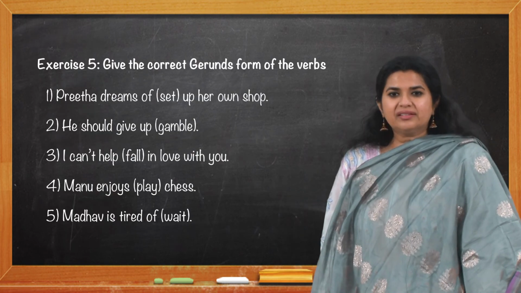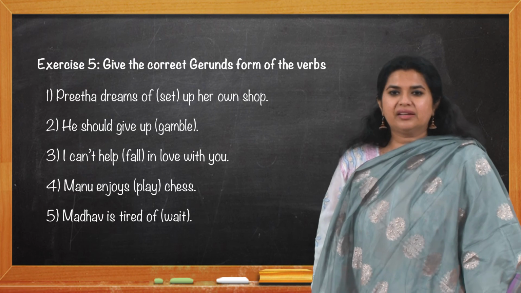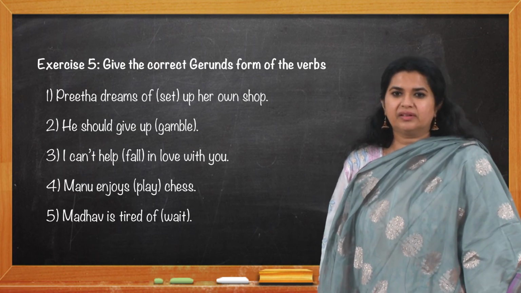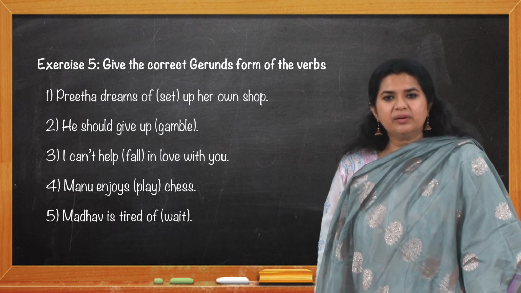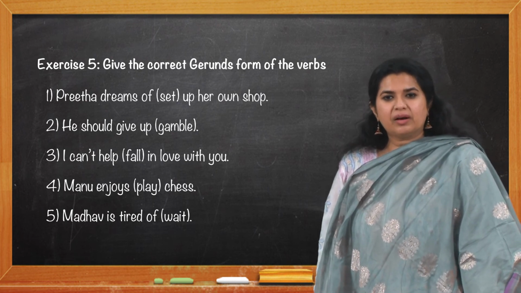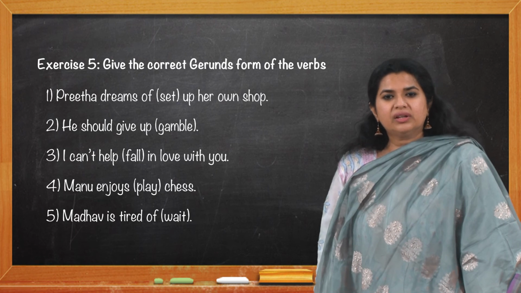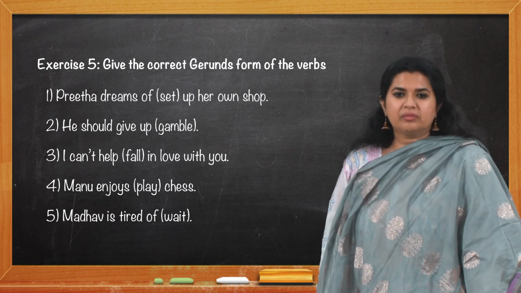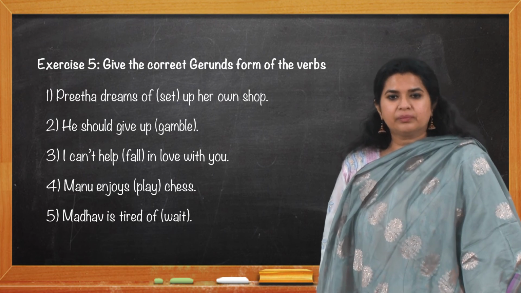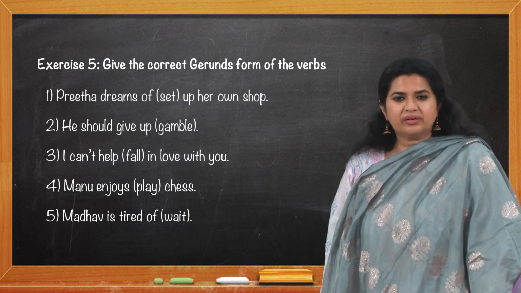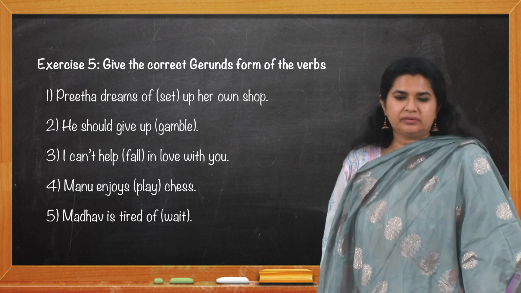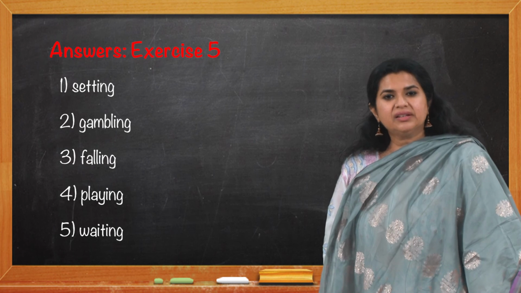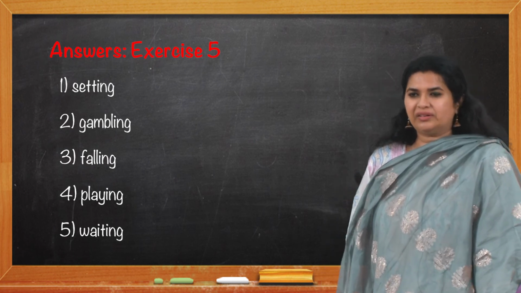Look at the next exercise here, exercise 5, and give the correct gerund form of the verbs given in the bracket. Preeta dreams of set up her own shop. He should give up gamble. I can't help fall in love with you. Manu enjoys play chess. Madhav is tired of wait. And answers are given here: setting, gambling, falling, playing, waiting.